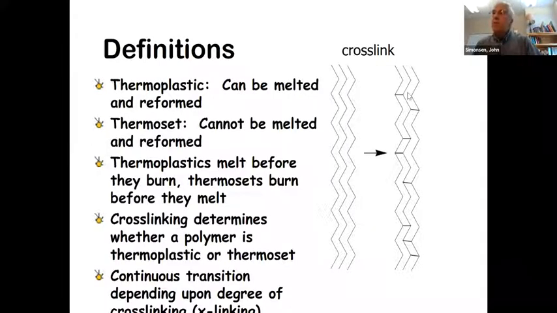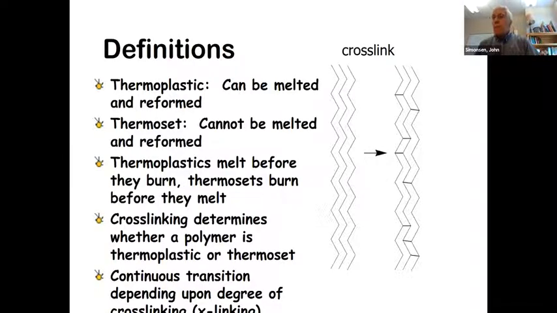But when you have thermoset, when you have crosslinks here, then that can't happen. You have to raise the temperature enough to degrade the entire polymer and break the covalent bonds in order for these things to slide. Well, actually, we don't call that sliding, we call it degradation, right? So the thermosets burn before they melt.